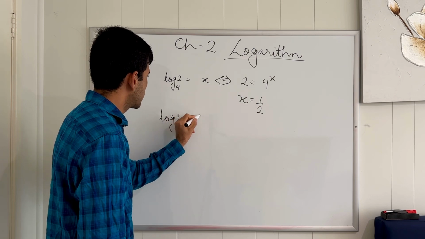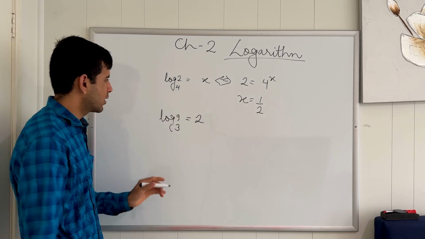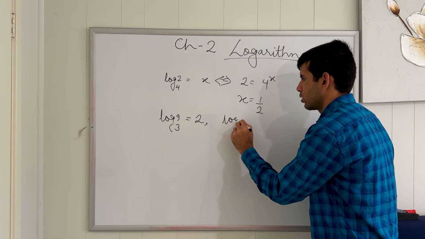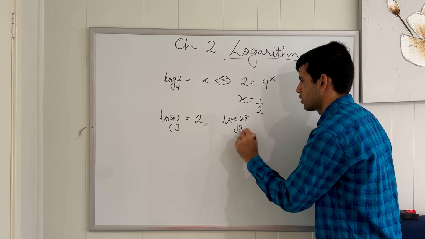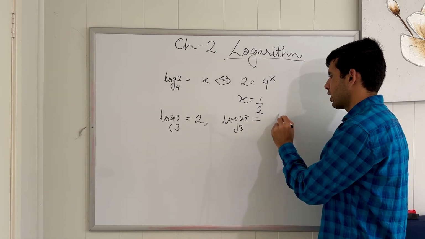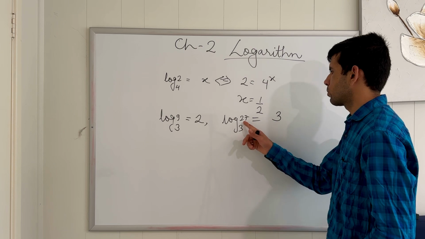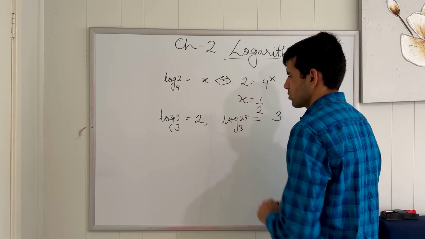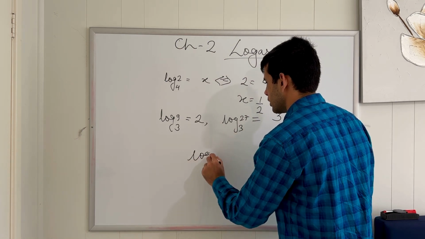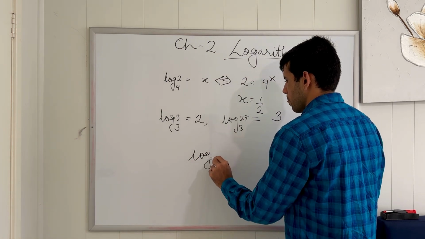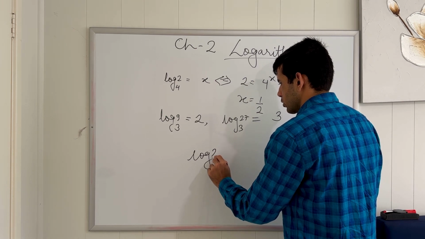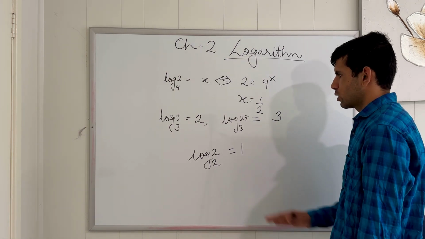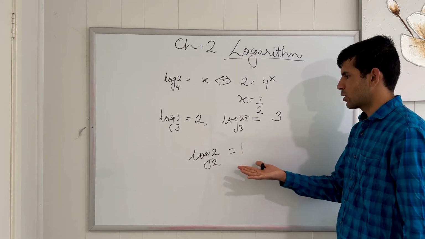Similarly, if I say, for example, log 9 base 3, what would be the value? It should be 2, correct? And similarly, if I have another value, log 27 base 3, if I solve this one, I get 3, because 3 to the power 3 is 27. And similarly, log 2 base 2 is 1, right? So this is how we can simply get the values of log.